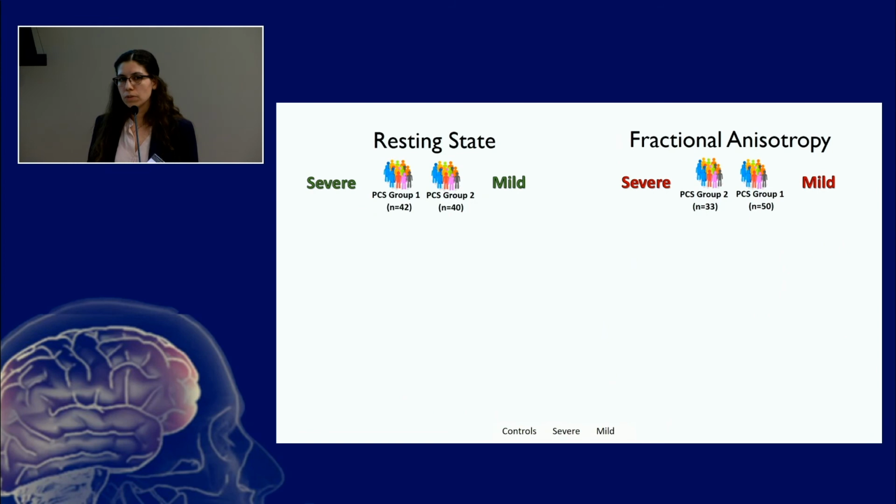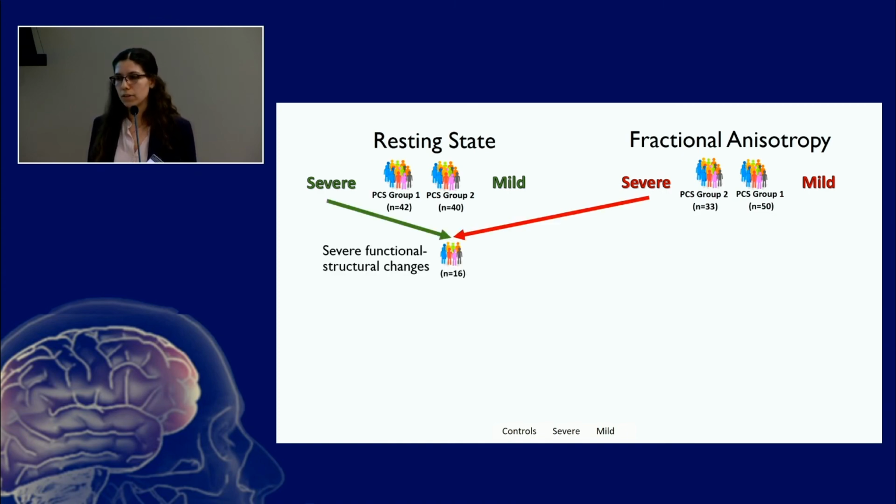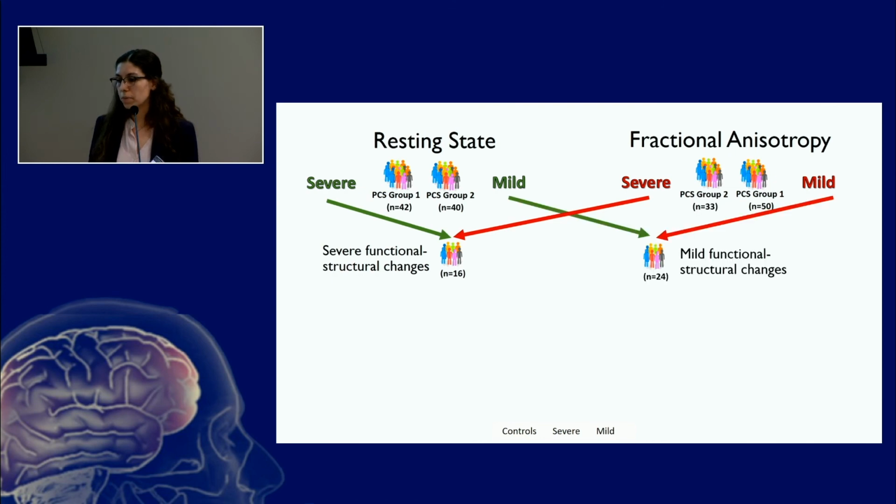Okay, so I showed you structural connectivity and functional connectivity, and I said we created different subtypes based on different modalities. What if we were to combine these two modalities? What would happen? In this case, we tried to track down the people who were always in the severe group, both for structure and function, and there were 16 of these people. And we also tracked down the people who were always in the mild group for both structure and function. If we were to compare these to the controls, we would actually see different sorts of subtypes.